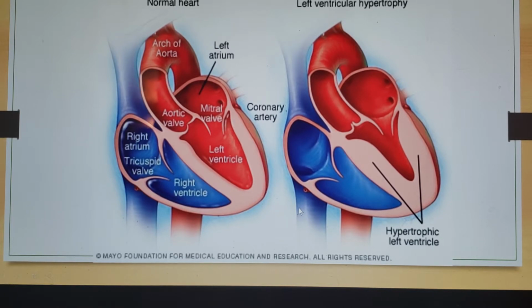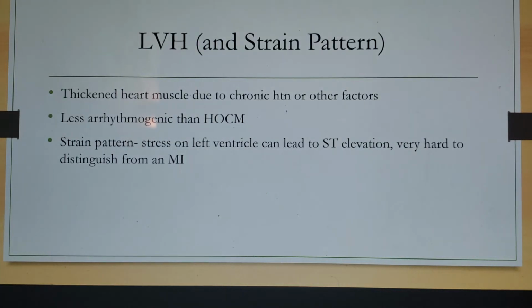So you get your Wellens syndrome, you get your big biphasic or deeply inverted T waves in V2, V3. You've got your hypertrophic cardiomyopathy with your huge QRS complexes. One thing that can look very similar to hypertrophic cardiomyopathy is what they call an LVH with strain pattern. This isn't a congenital thing like hypertrophic cardiomyopathy is, so they don't get the arrhythmogenic muscle in their heart. They just get thickened heart muscle from hypertension or other factors.